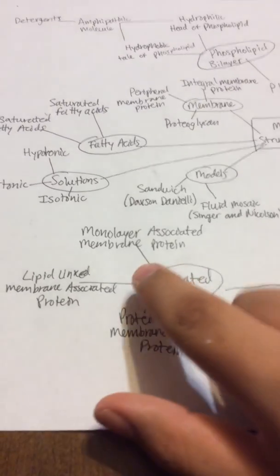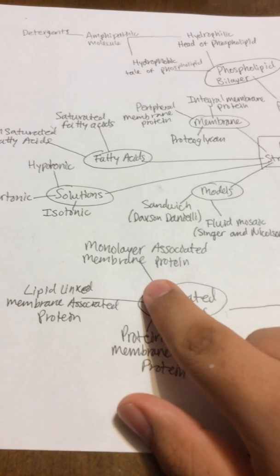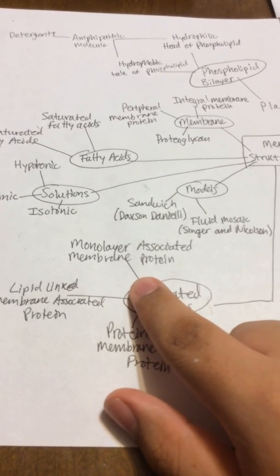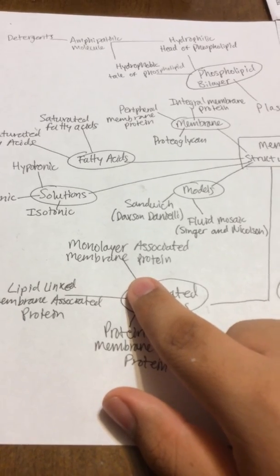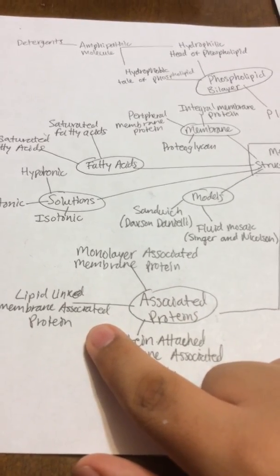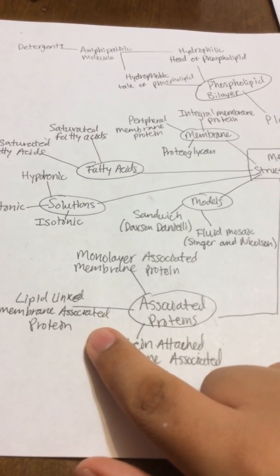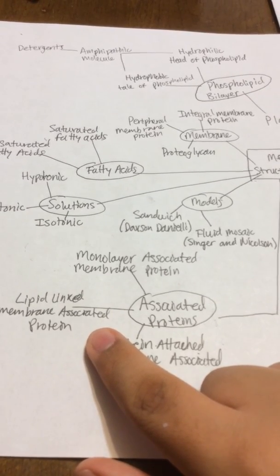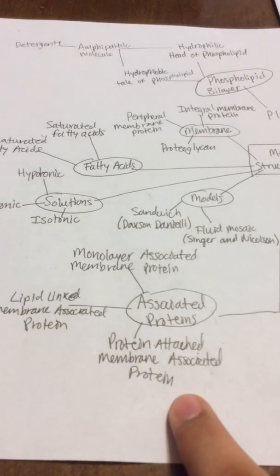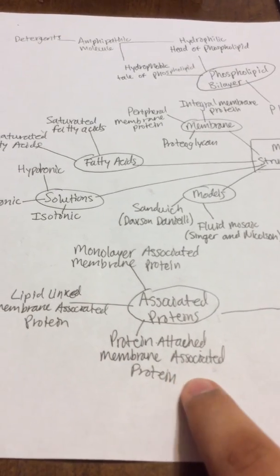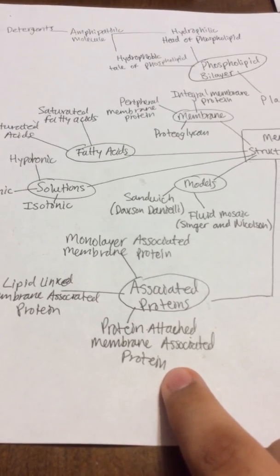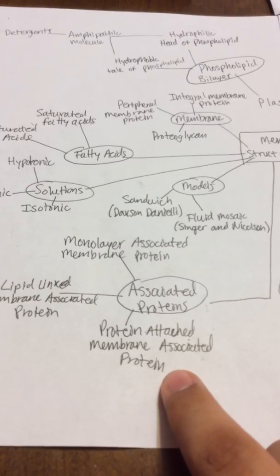Here we have our associated proteins. The monolayer associated protein would be a membrane protein that's anchored to a cytosolic surface by an amphipathic alpha helix. And here we have our lipid-linked membrane associated protein, attached to either side of the bilayer solely by covalent bond. And the protein attached membrane associated proteins are attached to the membrane by a weak non-covalent bond.